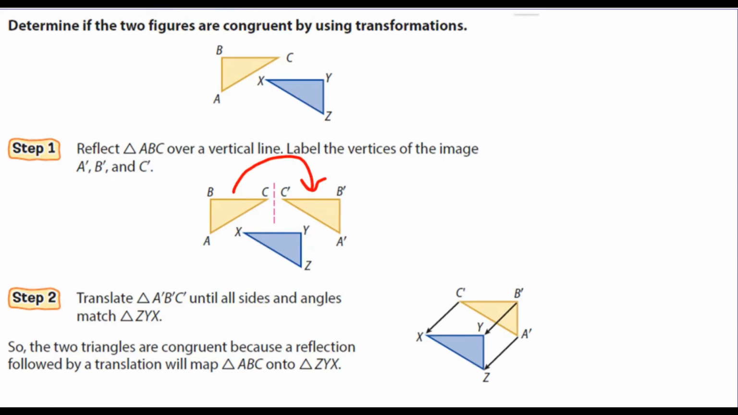So now it's oriented the same way as triangle XYZ, but now we need to finish it by sliding or translating triangle A prime, B prime, C prime onto XYZ. So when we do that, you'll see that this triangle will map onto triangle XYZ exactly. And so we say that those two triangles are congruent because we can map triangle ABC onto triangle XYZ using a series of transformations.